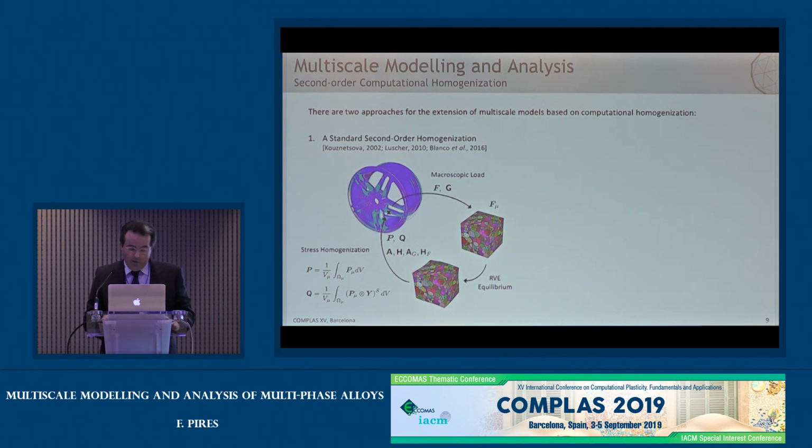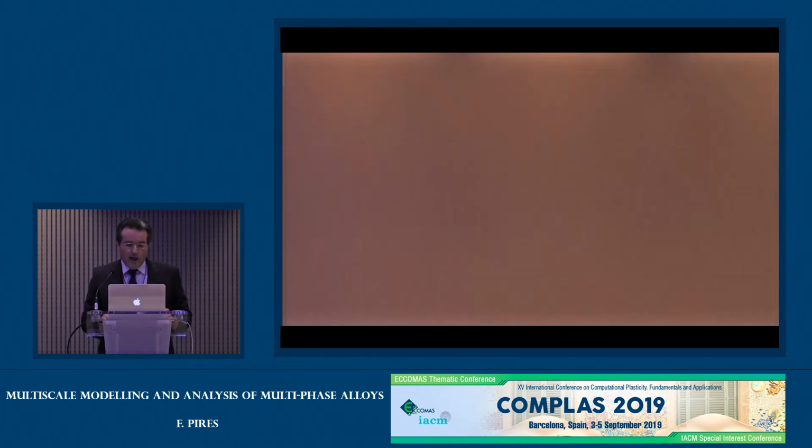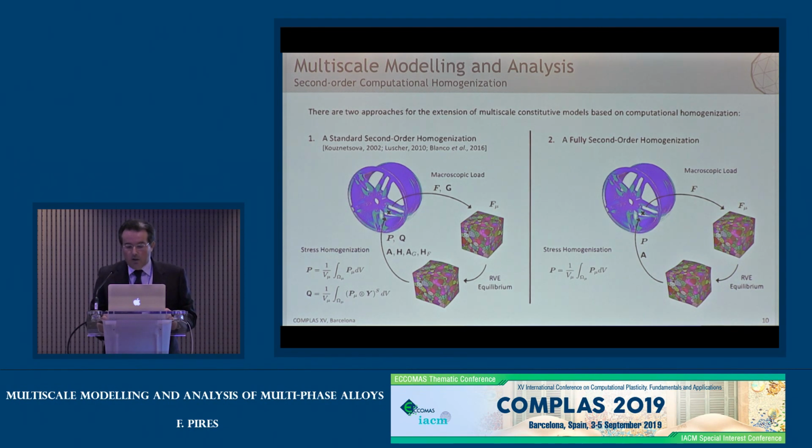We have also derived this and implemented it, but today I will address what I'll call a fully second-order homogenization. And fully, for me, basically means that I have a second-order problem at both scales. So I will enforce on the microstructural representative volume element both the first and second gradient displacement.